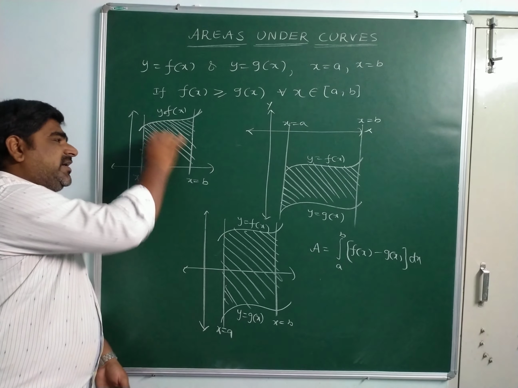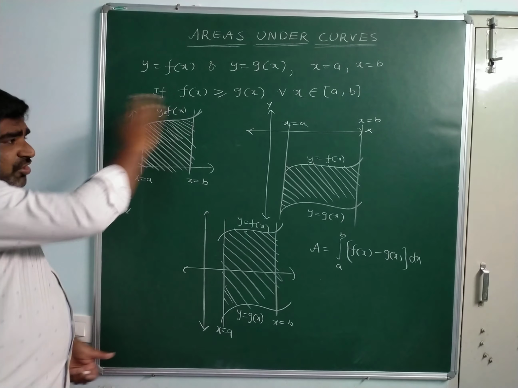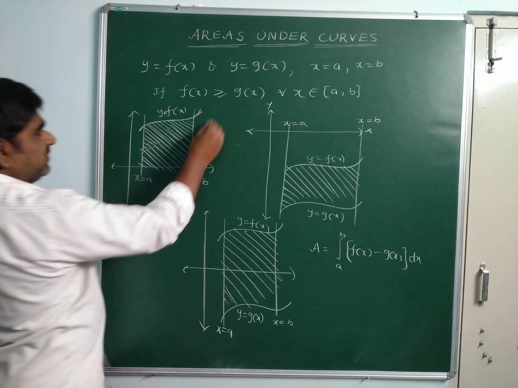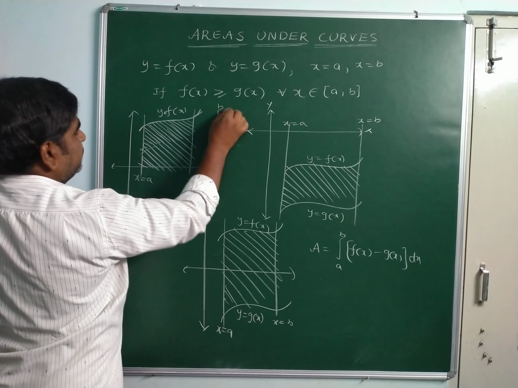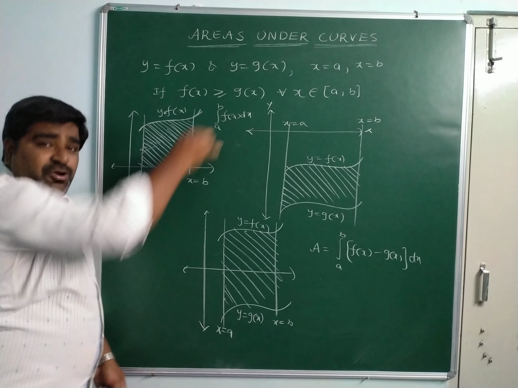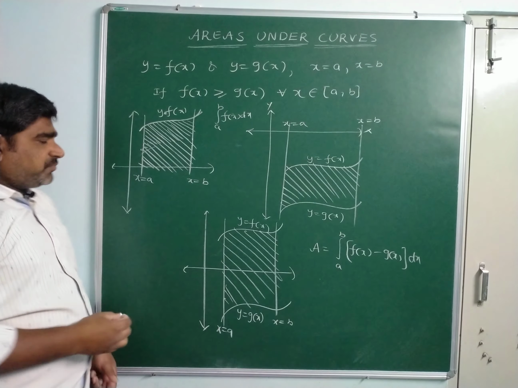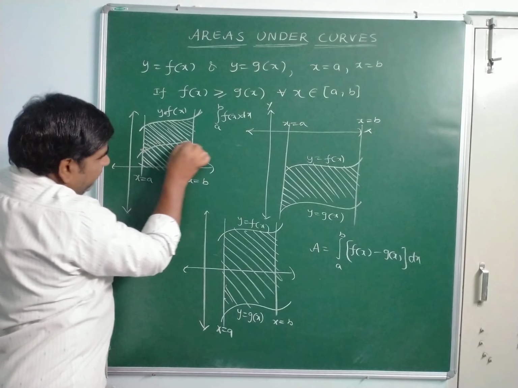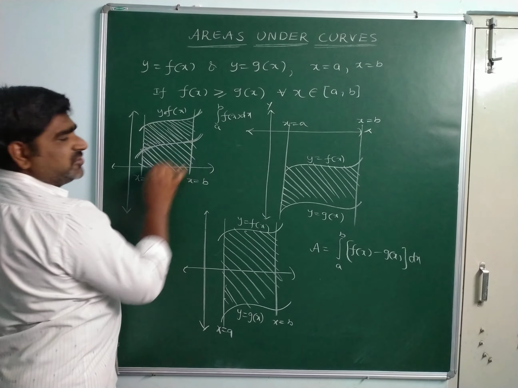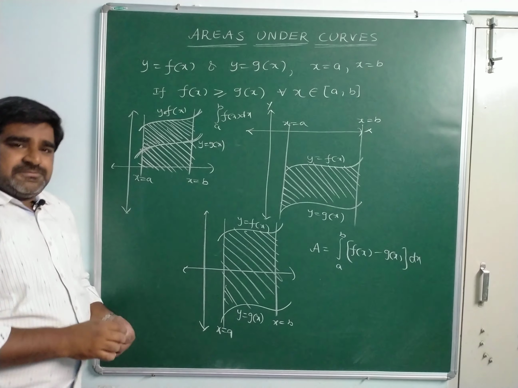This total part, this entire part, according to the previous case, gives integral a to b f of x dx. Integral a to b f of x dx gives this total part. Actually, now let us take that there is a curve y equals g of x. This is y equals g of x.